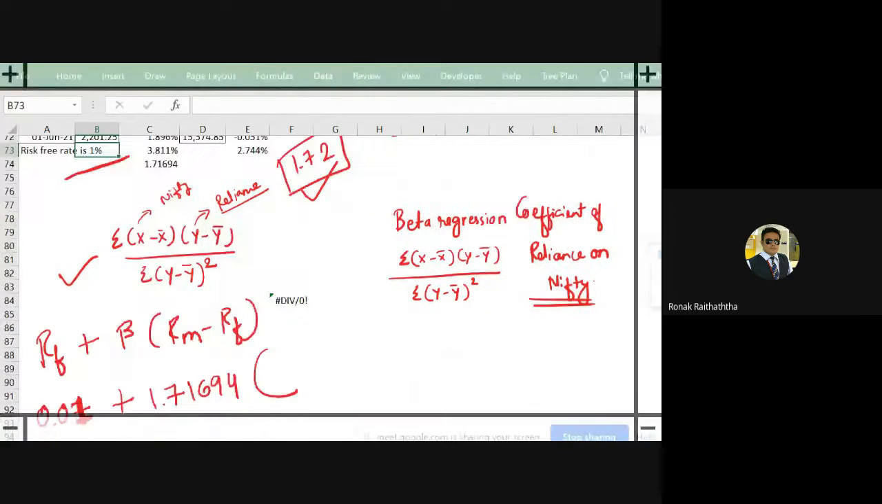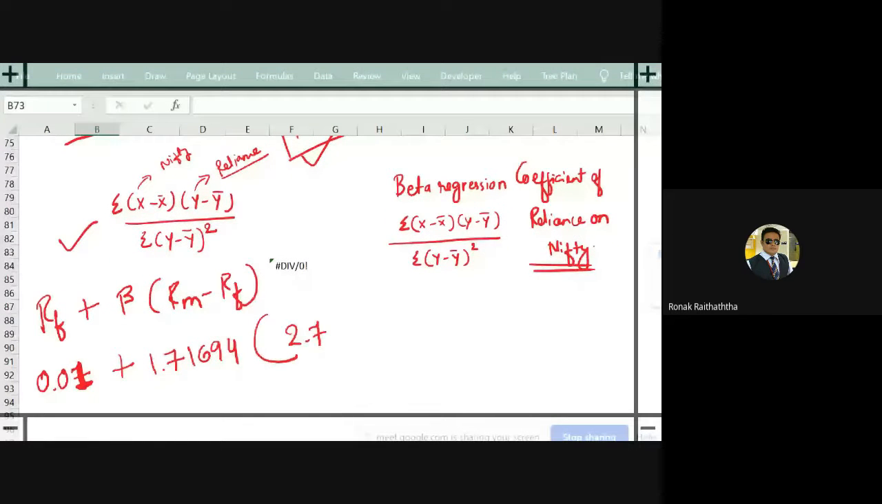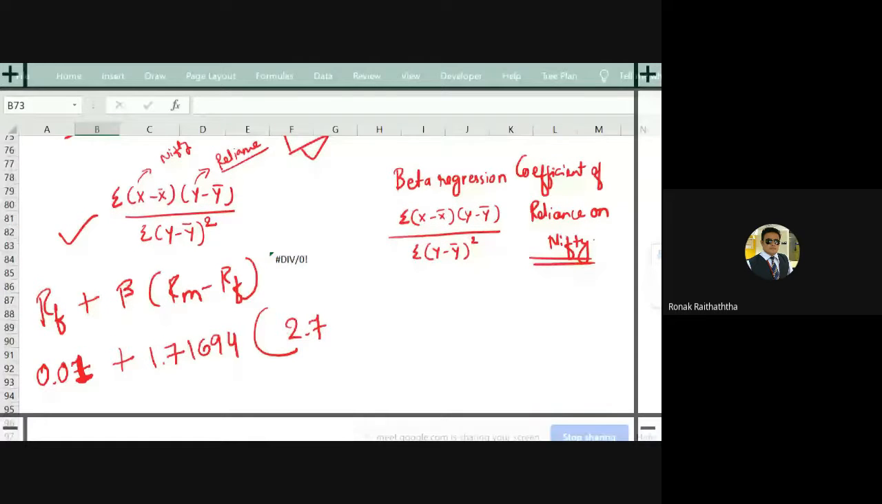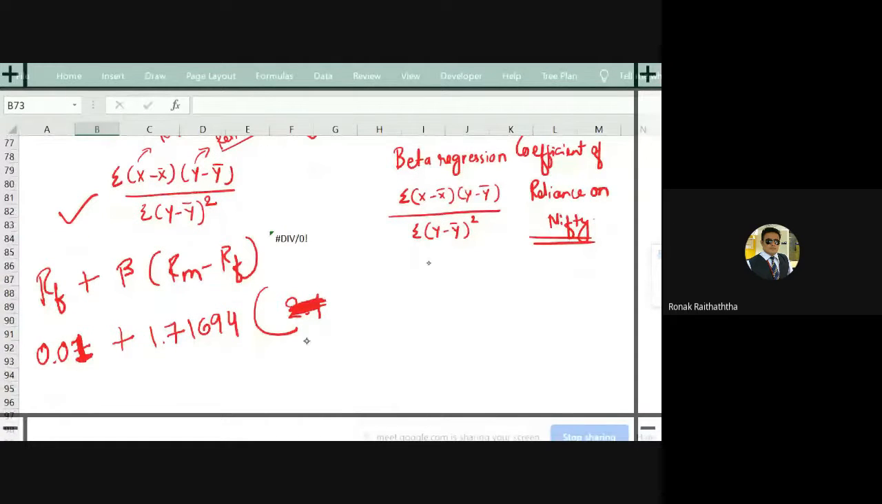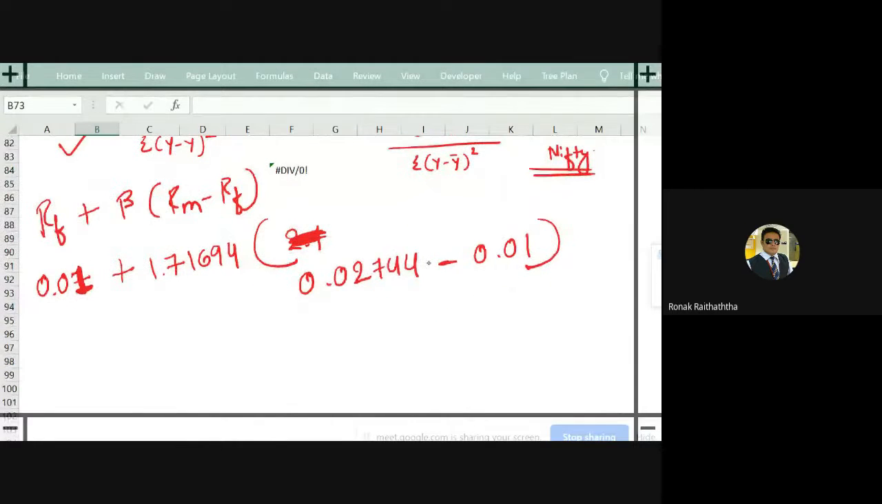So market return would be 2.744. Let me write it in decimal, sorry. 0.02744 minus risk-free rate will again be 0.01. So now if you solve this, you will get some return and you multiply that with 100, so that will be in a percentage form. So 0.01 plus 1.71694.